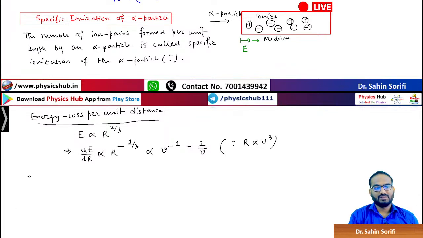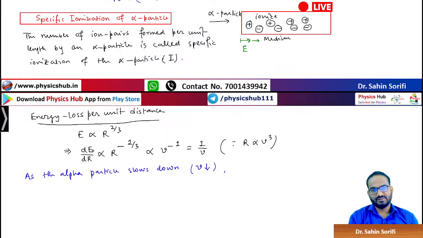And in contrast, as the alpha particle slows down, V is decreasing. Since energy loss per unit distance, dE by dR, is inversely proportional to V, if V decreases, dE by dR will increase, leading to higher specific ionization.